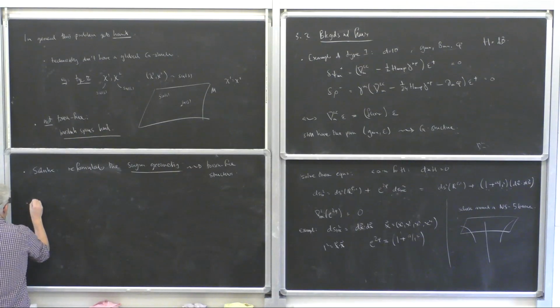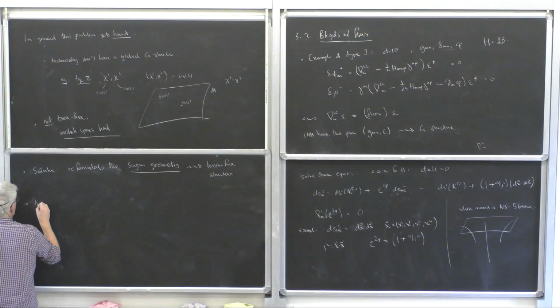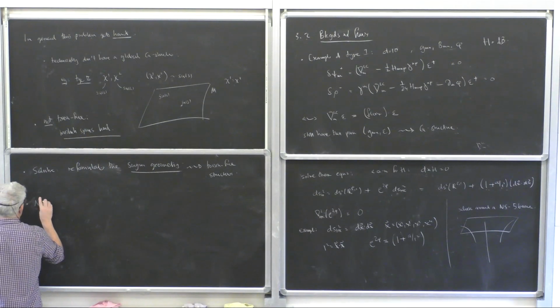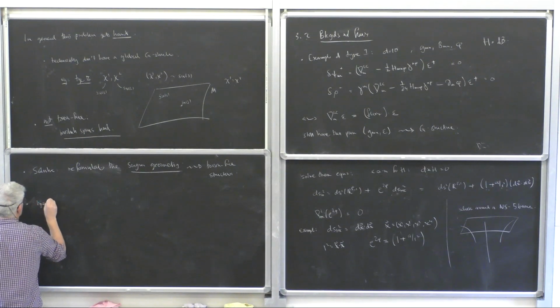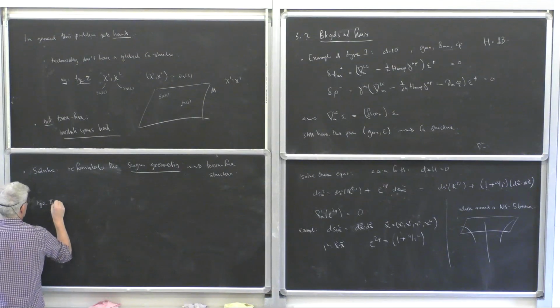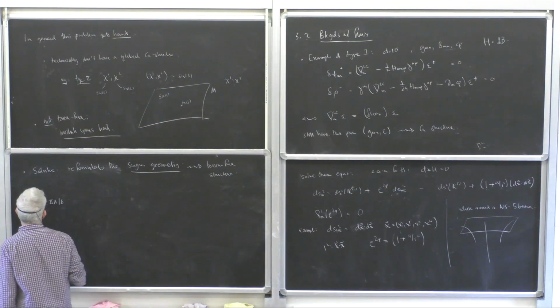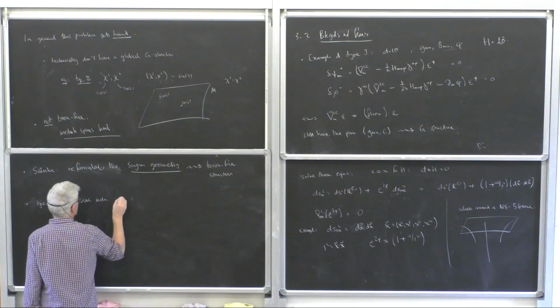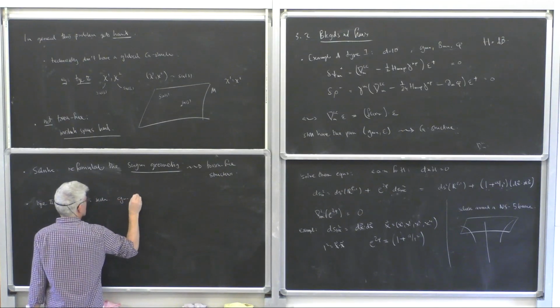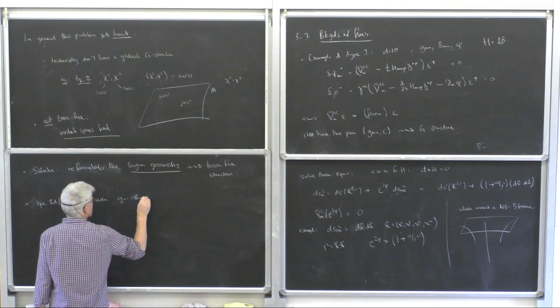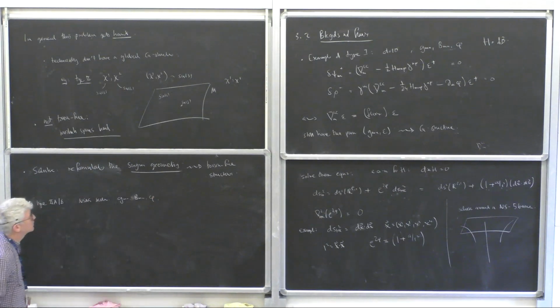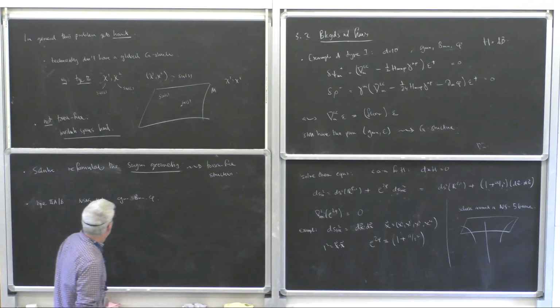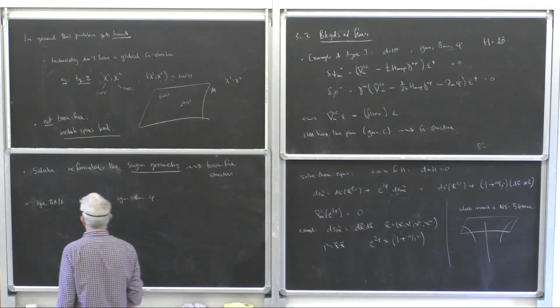And let's just, to keep it simple, let's look at type 2A or B, and we'll just look at the Neveu-Schwarz sector, which is this G_MN, B_MN, and phi. Okay?